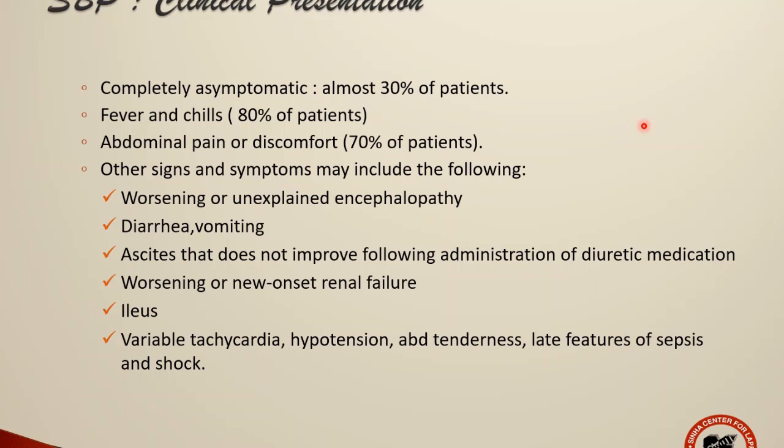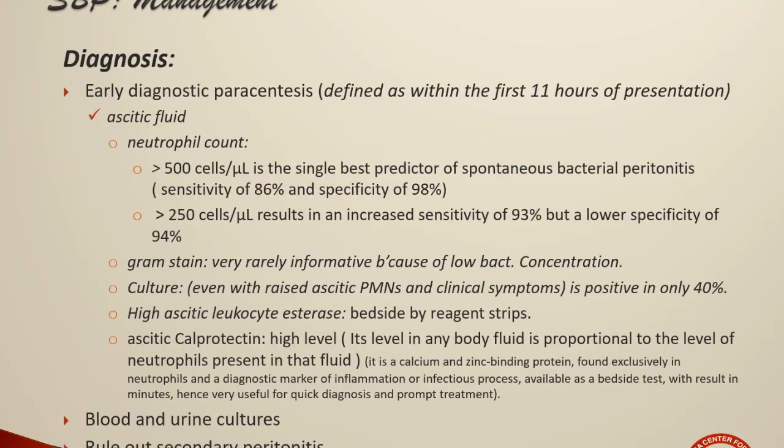Diarrhea and vomiting appearing for the first time, ascites that does not improve following administration of diuretic medication, worsening or new onset renal failure, ileus, and variable tachycardia, hypertension, abdominal tenderness, and late features of sepsis and shock are all those which should alert you to the possibility of impending SBP, or spontaneous bacterial peritonitis.